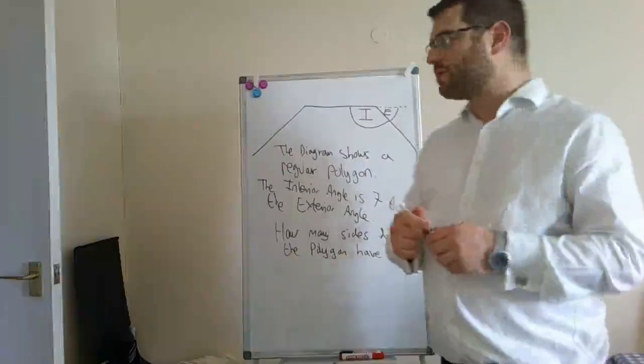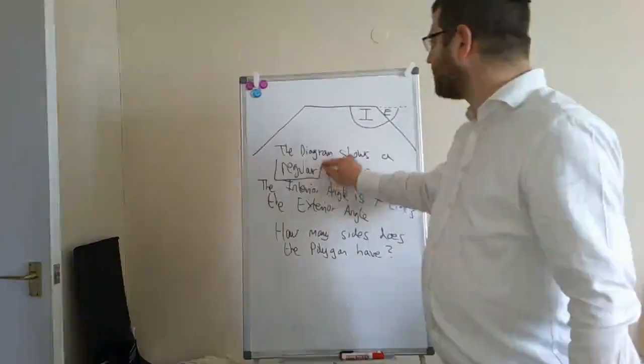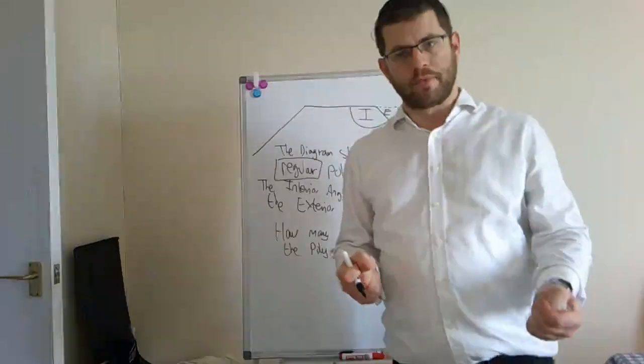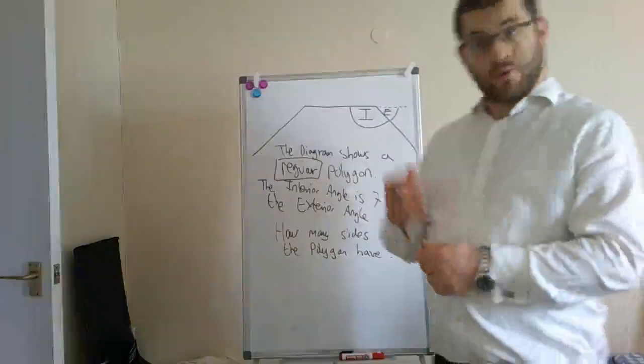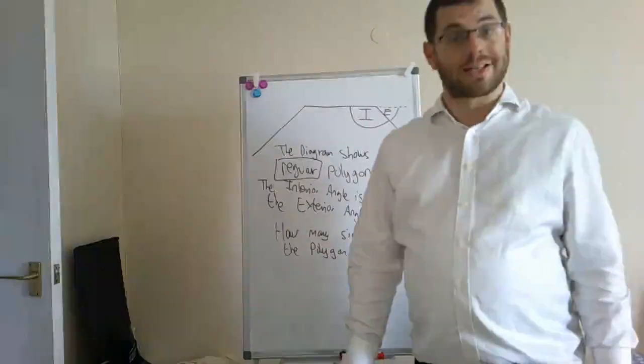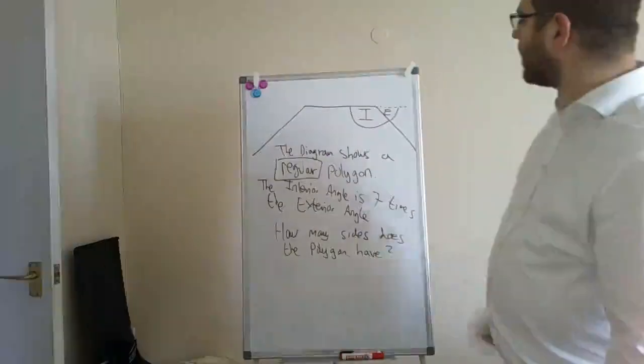But if it tells you it's regular, highlight that. That's important. That makes our life easier. It means we can use formula number 3. It means 360 divided by the amount of sides is an exterior angle. It also means all the interior angles are the same. It gives us options, right? We know it's a regular polygon.